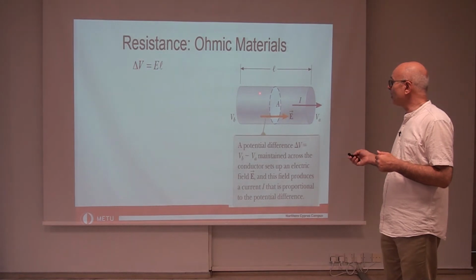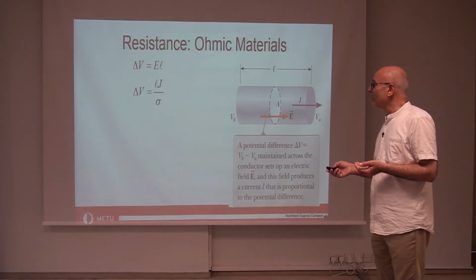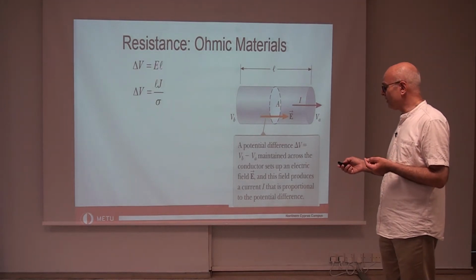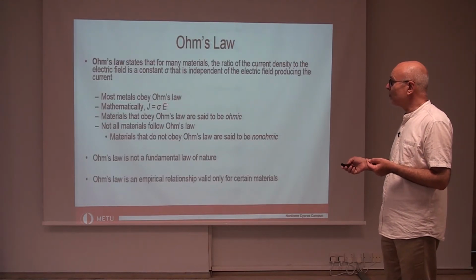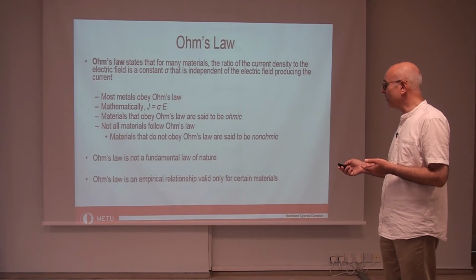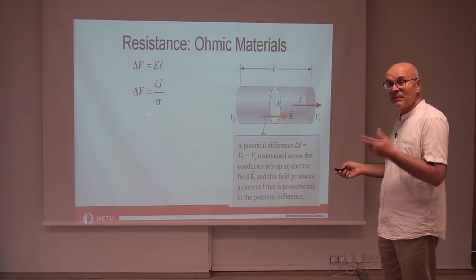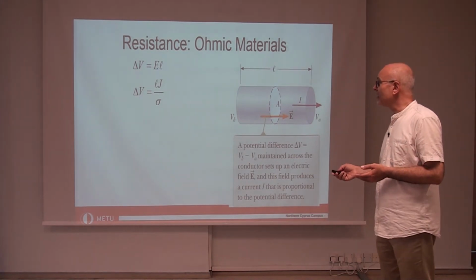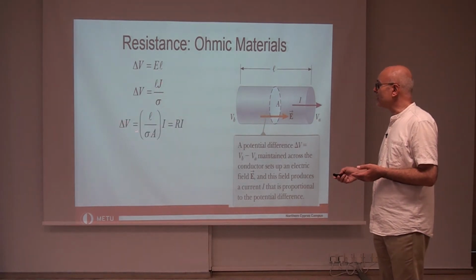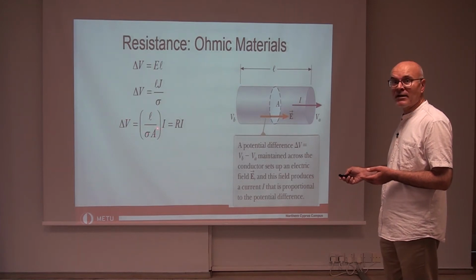But what's the potential across this conductor? Delta V is just E times L, the electric field times L. And therefore, Ohm's law expressed in terms of potential: if you write E in terms of the potential, E will be delta V over L. Written this way, this is Ohm's law, assuming now that sigma is constant. Now, if instead of J you write I over A, then you get the relation saying that delta V is equal to L divided by sigma A multiplied by I.